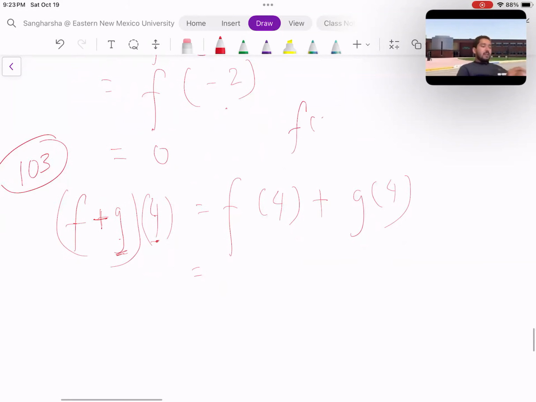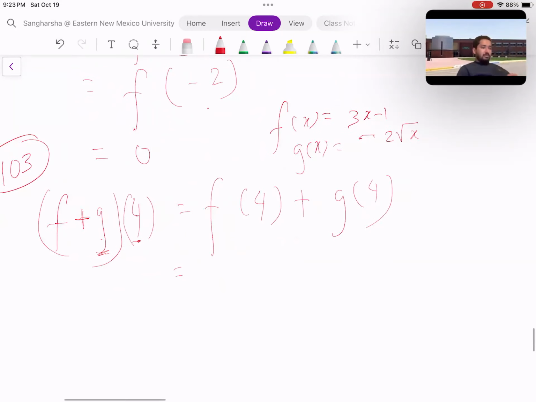Okay, you are given f function. Your f function is given as 3x minus 1, and g function is given as negative 2 square root of x. Now, what is f of 4? How do we find f of 4? You substitute 4 for every x in the f function. So 3 times 4, 12 minus 1, 11 plus g of 4. You substitute 4 for every x in the g function. So negative 2 times square root of 4, which is 2. So we have negative 4. And this is 7.